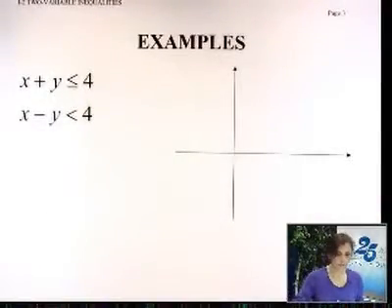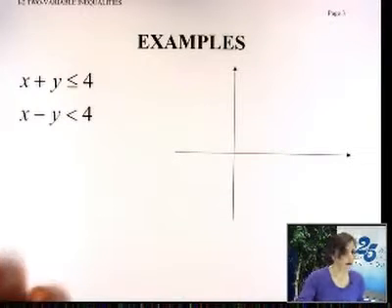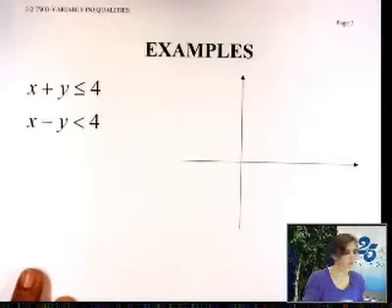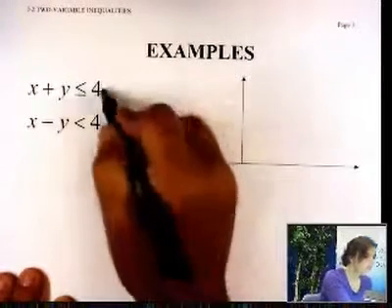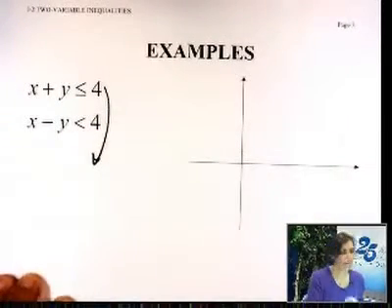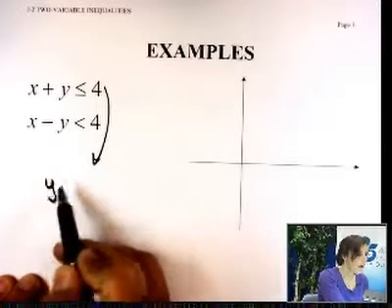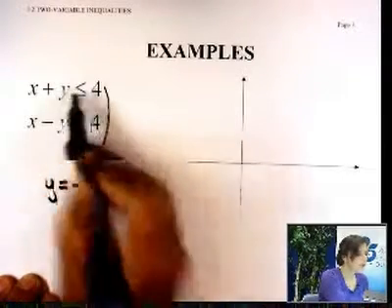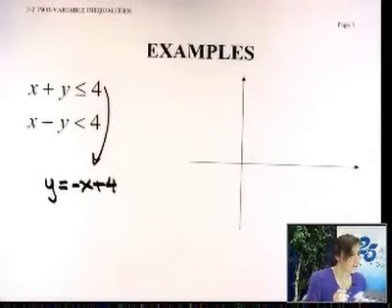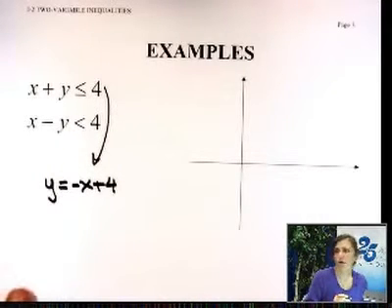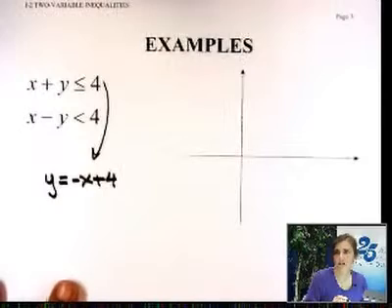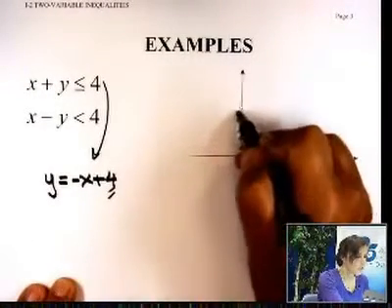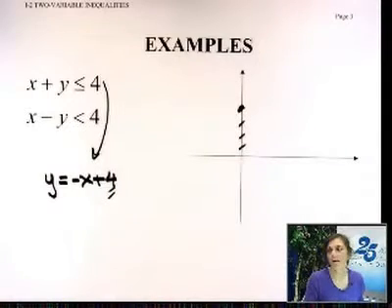So let's do this example. X plus y is less than or equal to 4. Now, to be able to do this problem, I need to put it in slope-intercept form. Y equals negative x plus 4. So I ignore this inequality sign. Let's go over how you draw those lines. You start with the y-intercept, which is 1, 2, 3, 4. You put a dot there.